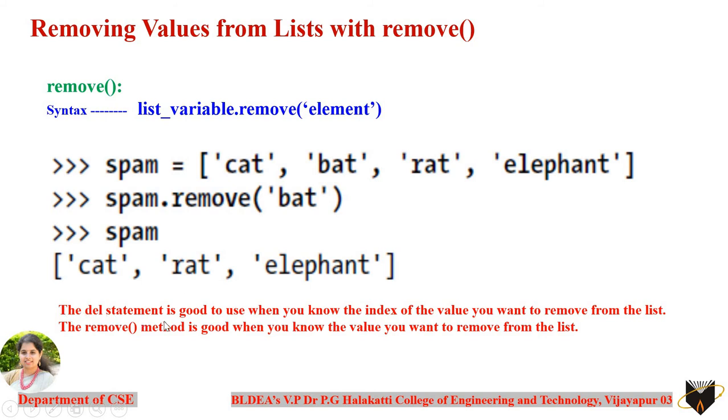So here is a note. The delete statement is good to use when you know the index of the value you want to remove from the list. The remove method is good when you know the value that you want to remove from the list. The first thing to remember is that the delete method takes the index value as a parameter in order to remove the element from the list, whereas the remove method takes the element itself as a parameter. So whichever is convenient according to your program, where you are able to identify the element with respect to the index or the element itself, you can choose any one of these options in order to delete the elements from the list.